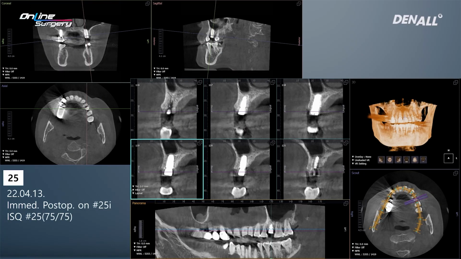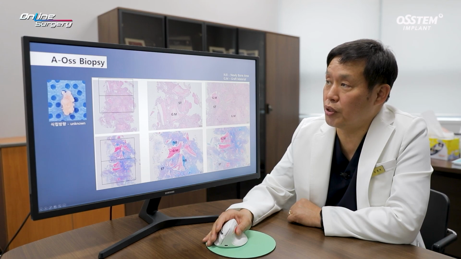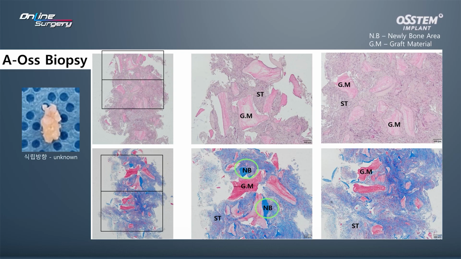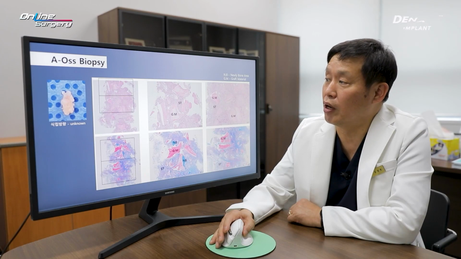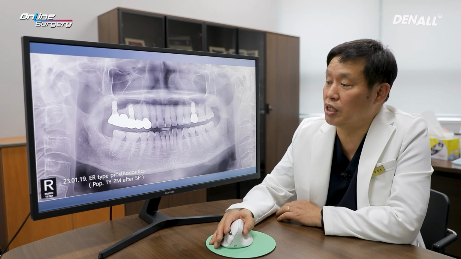If you look over here, this is right after implant placement. This is the CT image. The implant has been placed slightly deeply. There was slight bone loss on the palatal side, but the implant is within bone housing. During surgery, biopsy was done where A Oss socket preservation was done. Around the graft material, new bone is being formed. I wanted to look at what differences existed between A Oss and A Oss collagen using biopsy and after surgery.